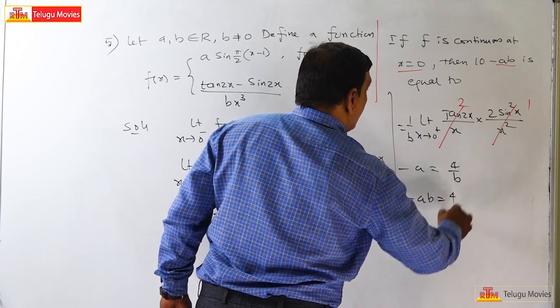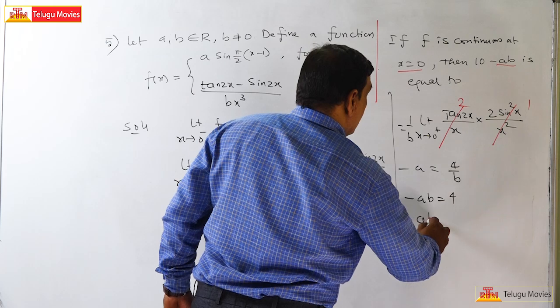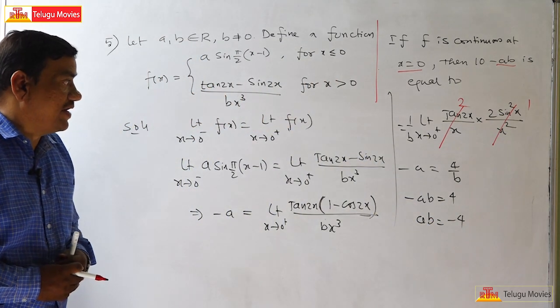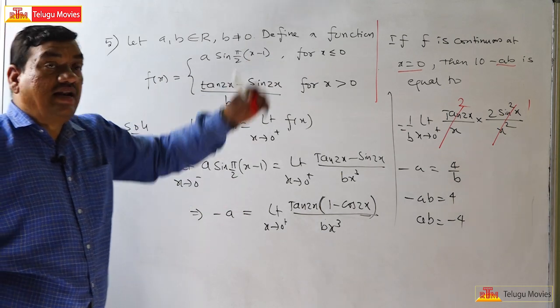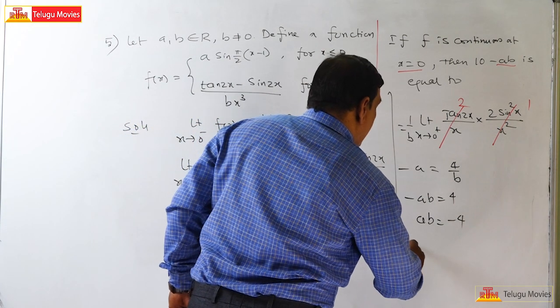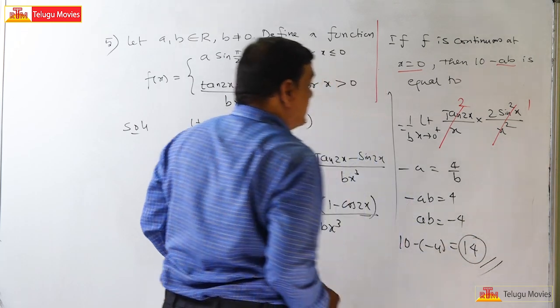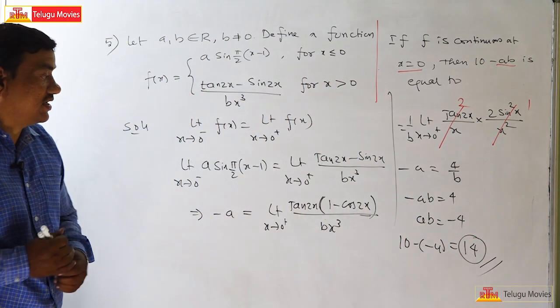Minus ab is equal to 4. That means ab is equal to minus 4. So 10 minus ab, that means 10 minus of minus 4, is equal to 14. 14 is the correct answer.